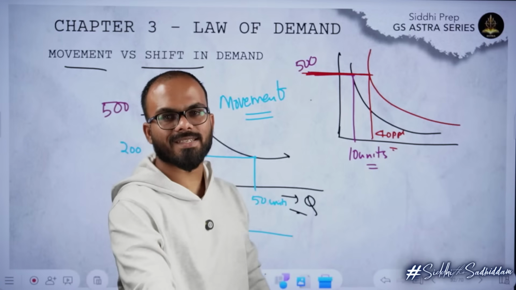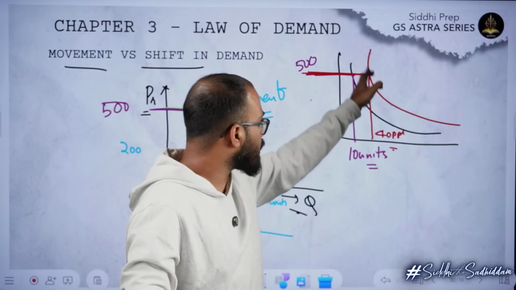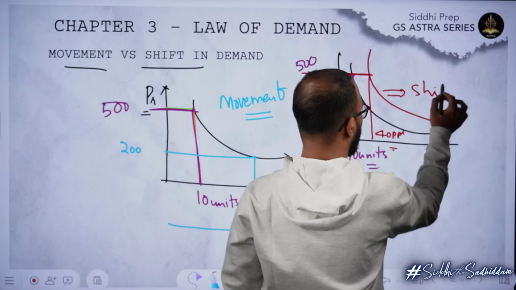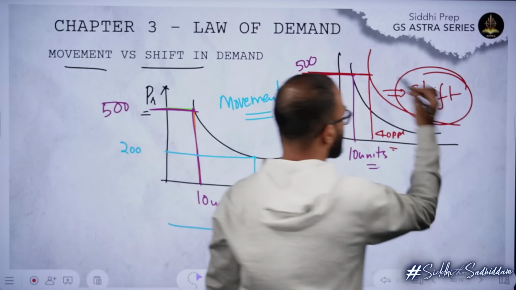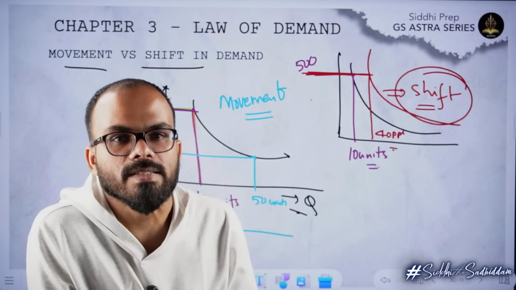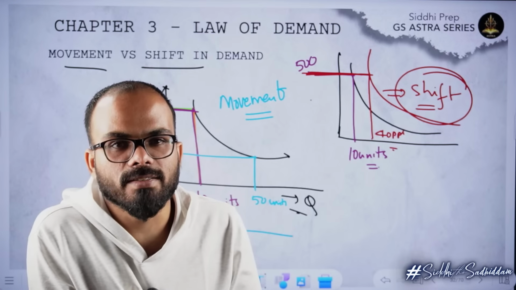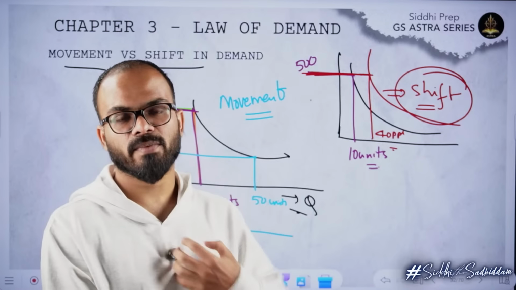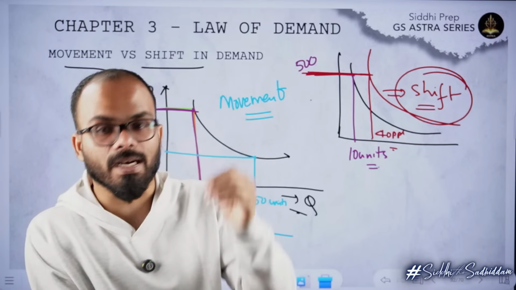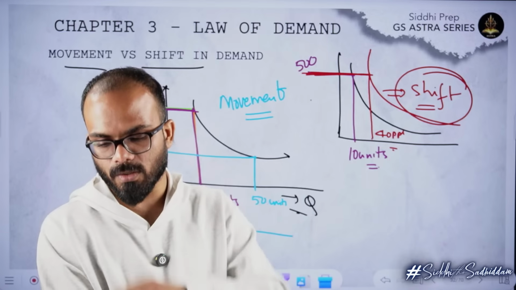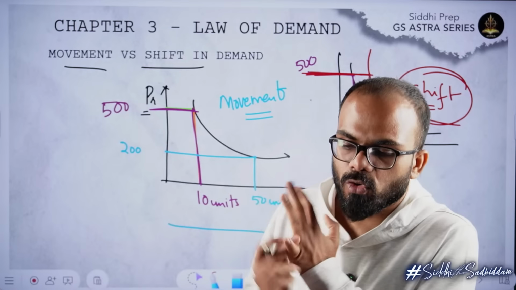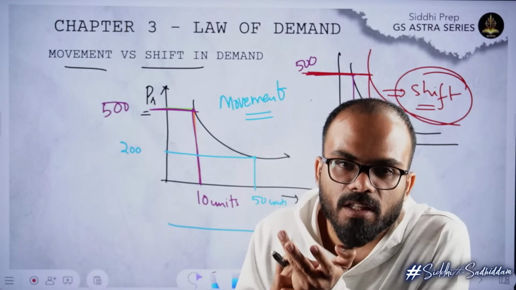Income of the society has increased. So at the same price range, demand has increased. This is called a shift in the demand curve. When other factors change, when income levels change, when availability of different products changes, when trends change, when people's behavior changes, for all those things demand will change, and that will result in a shift of the demand curve. So this is the difference between movement along the demand curve and shift in the demand curve.